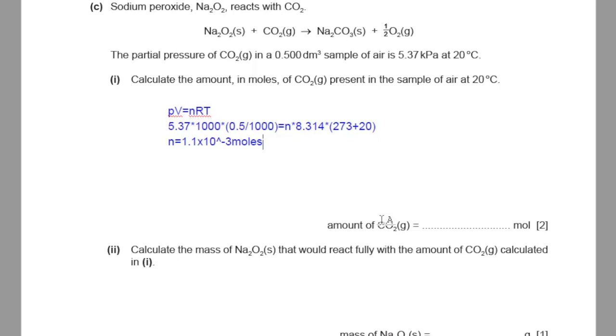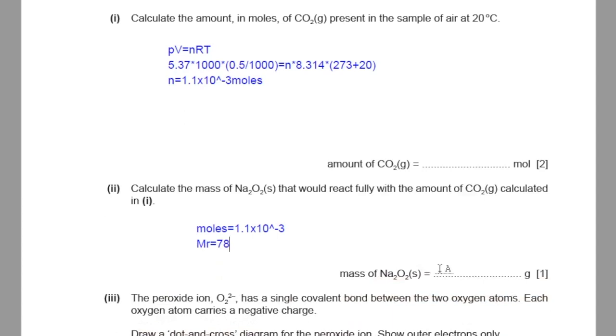Next, calculate the mass of sodium peroxide that would react fully with the amount of carbon dioxide gas calculated in part 1. So the mole ratio of sodium peroxide and carbon dioxide is 1:1. So 1.1 into 10 to the power of negative 3 moles of carbon dioxide would require 1.1 into 10 to the power of negative 3 moles of sodium peroxide. Now that you have the number of moles of sodium peroxide, and you can calculate the Mr of sodium peroxide, which is 78, you can easily calculate the mass by multiplying moles with Mr, and that will give you a mass of sodium peroxide as 0.0860 grams.